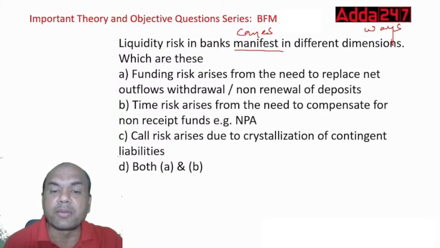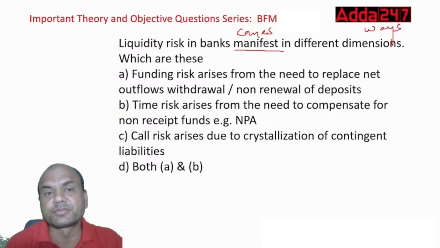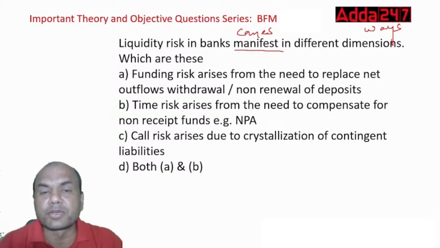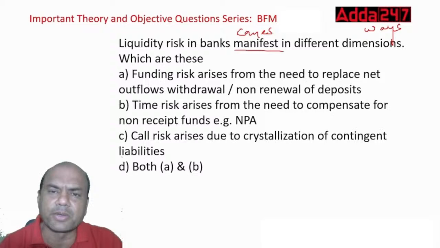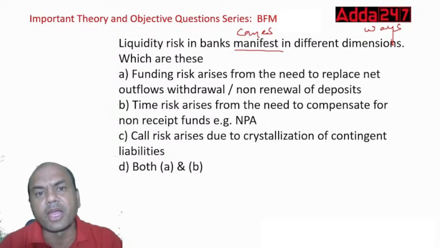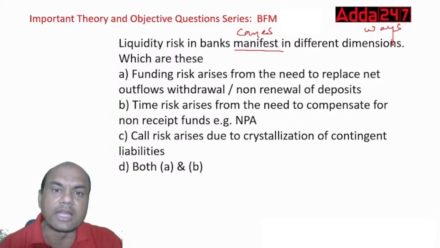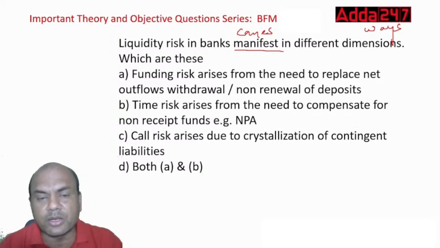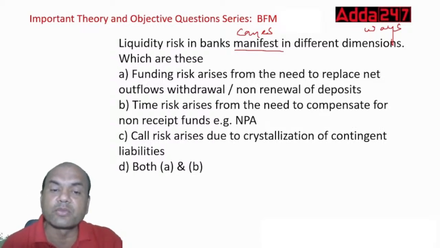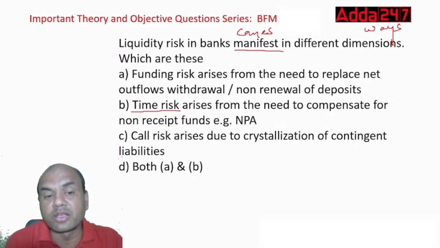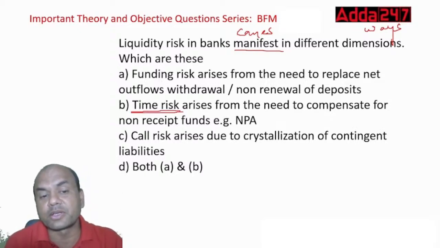Number two, time risk arises from the need to compensate for non-receipt of funds, NPAs. Basically, suppose I've given a loan, so what is my logic? That person will pay me the EMI, or if a CC is given, that person will pay me the interest, and that interest I'll use for paying the depositors. But if I don't get that interest or that EMI, then what? That will also create a time risk. Time risk means at that time, I'm not having the funds.